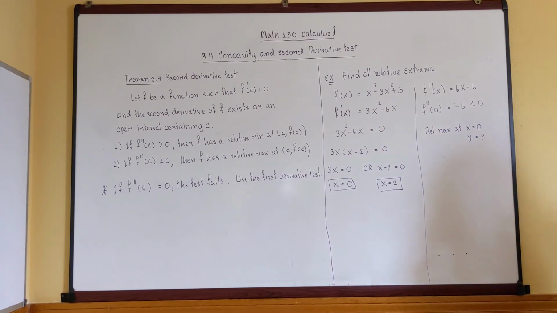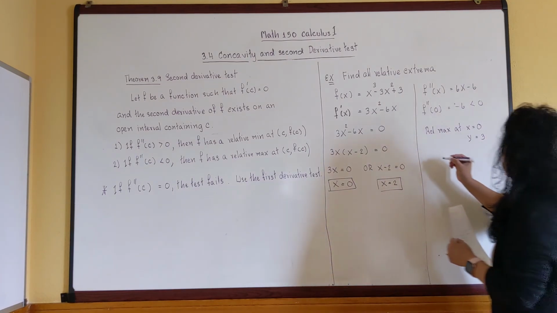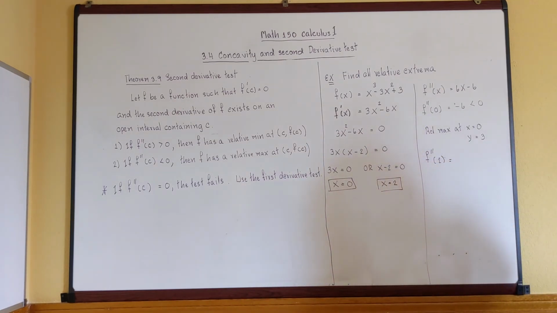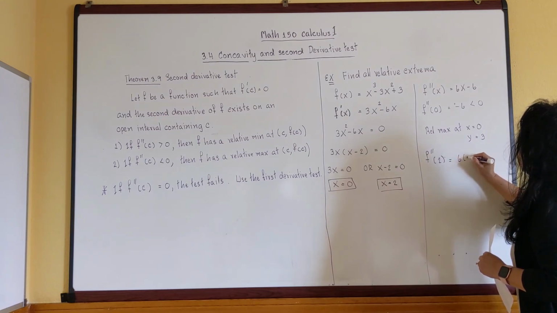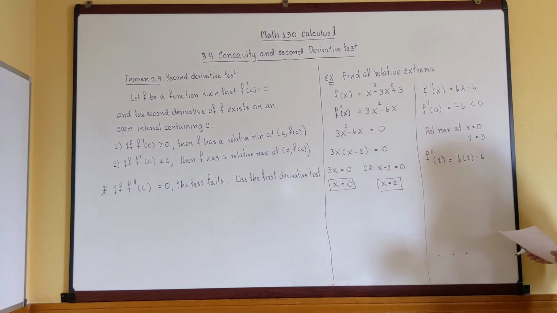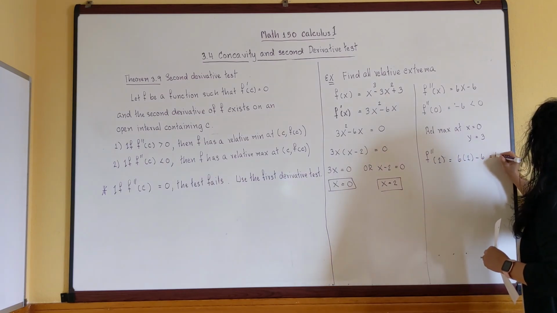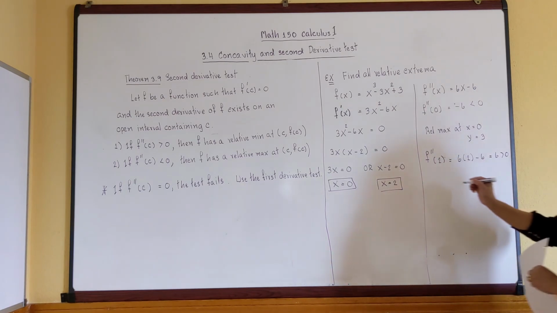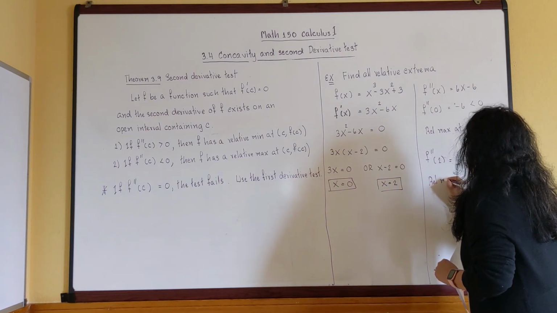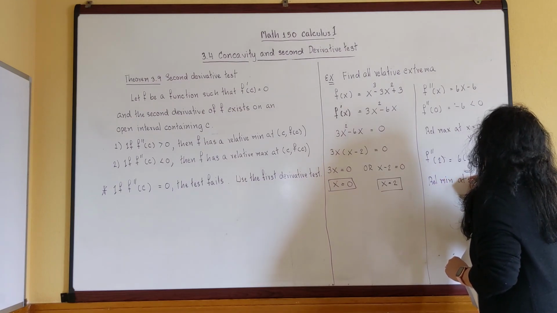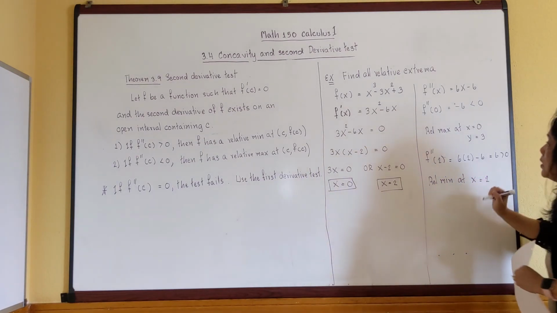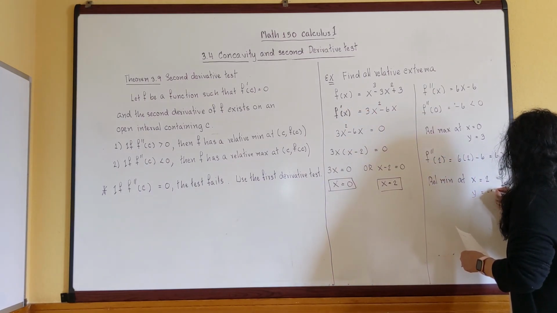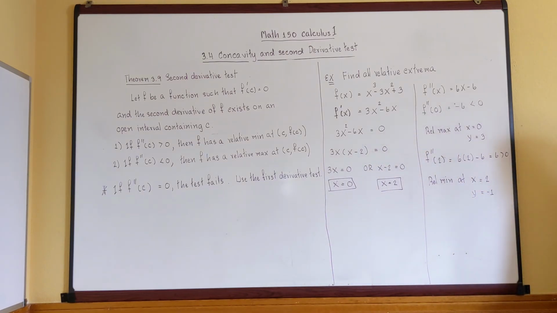Alright, let's plug in 2. Then I'm going to have 6 times 2 minus 6, which is 6, which is greater than 0, so it's a relative min. At x equal to 2, substitute 2 in the original function, and you're going to have y equal to negative 1. So that's your relative max and relative min.